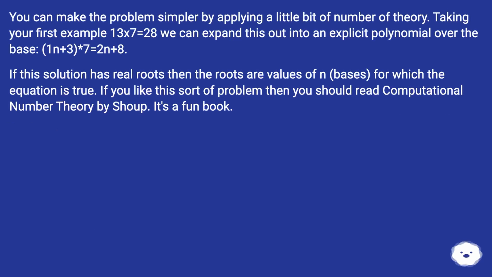You can make the problem simpler by applying a little bit of number theory. Taking your first example, 13 times 7 is equal to 28, we can expand this out into an explicit polynomial over the base, (1n plus 3) asterisk 7 equals 2n plus 8. If this polynomial has real roots, then the roots are values of n, bases, for which the equation is true. If you like this sort of problem, then you should read Computational Number Theory by Shoup. It's a fun book.